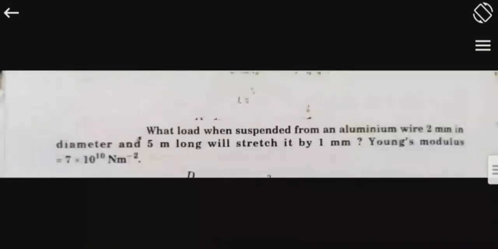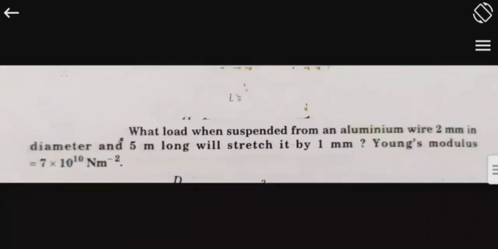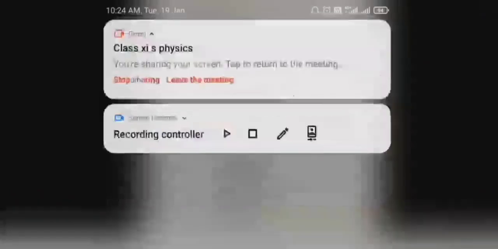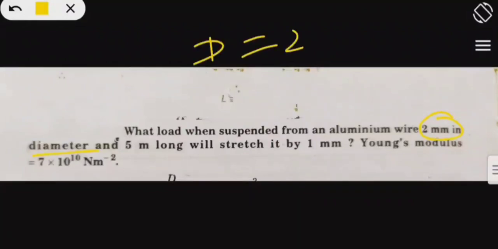Now, moving on to the next question. The next question is: what load, when suspended from an aluminum wire of 2 mm in diameter, the diameter is given as 2 mm, and 5 meter long, will stretch it by 1 mm? It is asking us the mass.